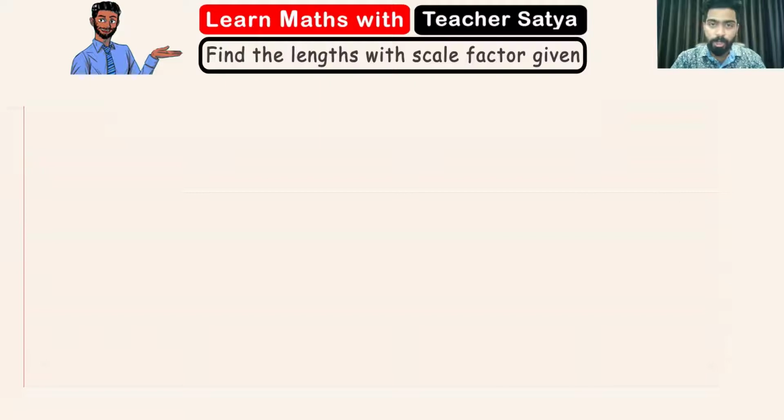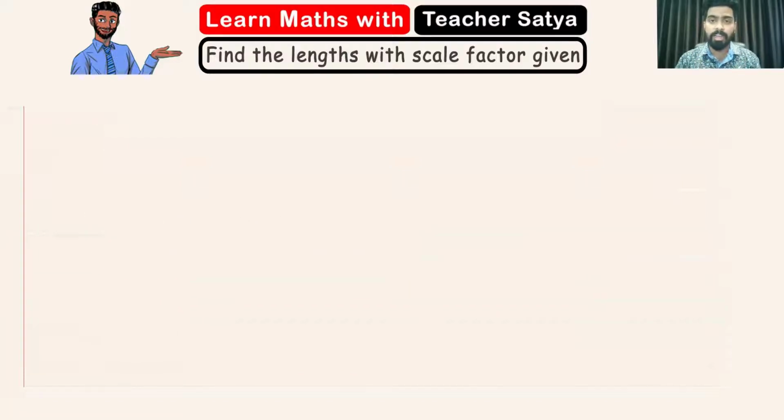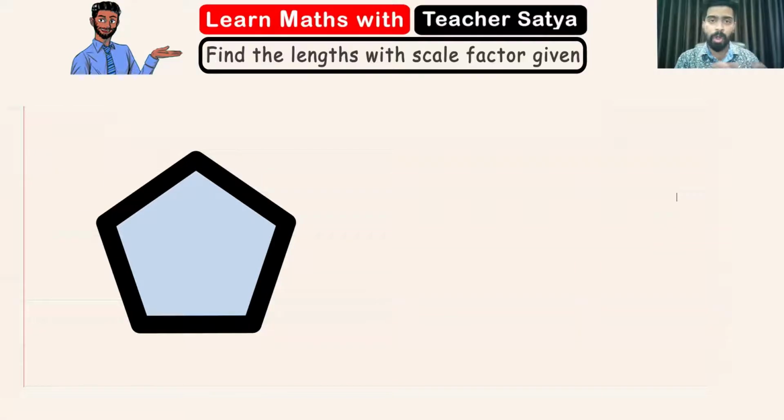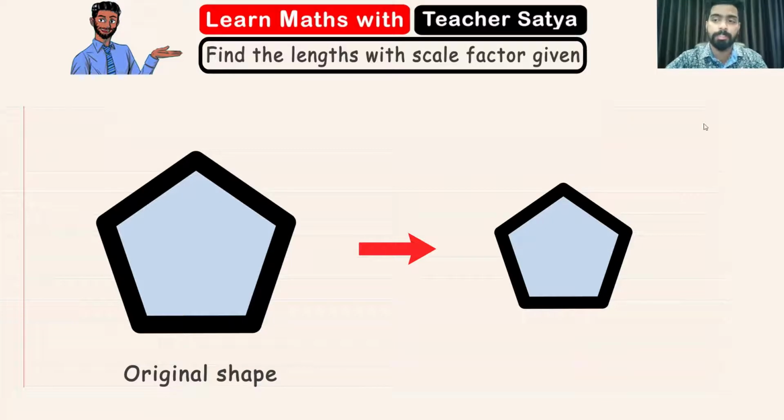Now before we go ahead and start finding the dimensions, let's understand what we mean by reduction. So let's say I have a shape that looks like this. The reduction of this shape will look something like this. Alright guys, so reduction means it will look smaller than its original shape. Now let's go ahead and solve some questions guys.